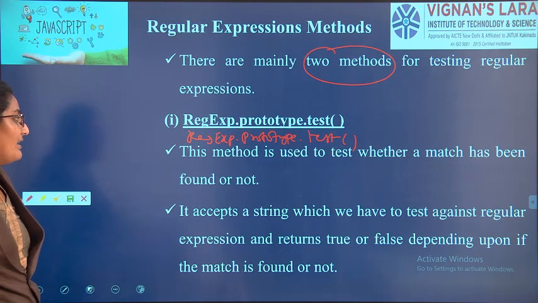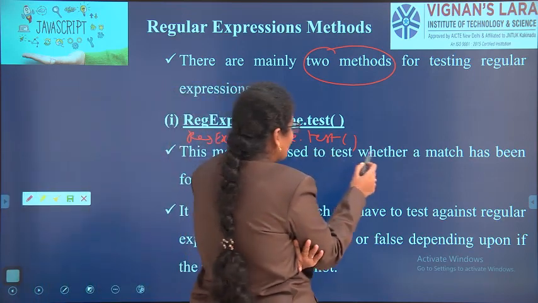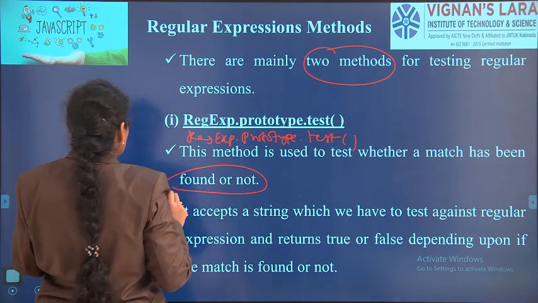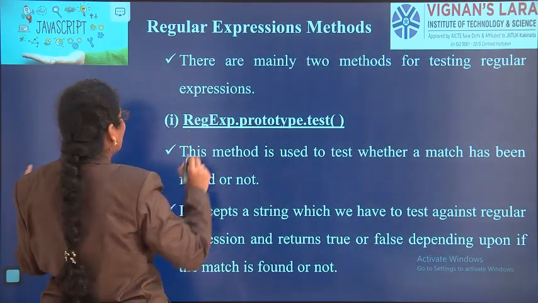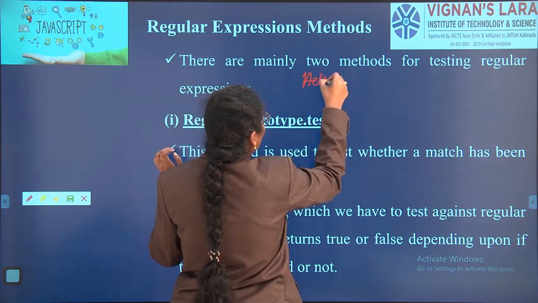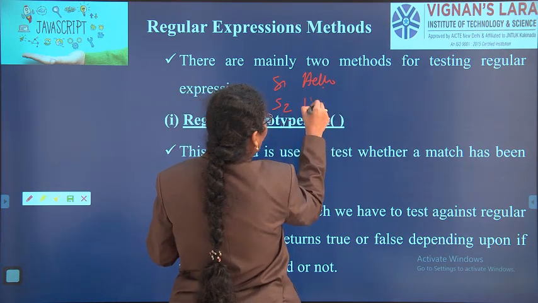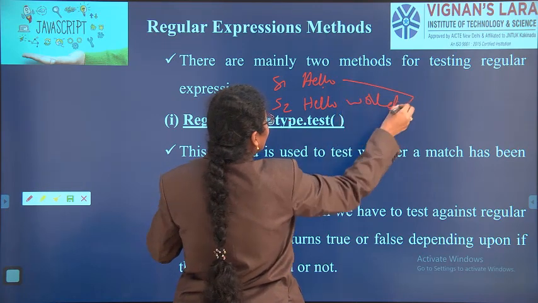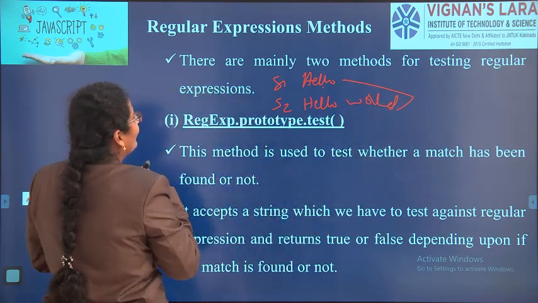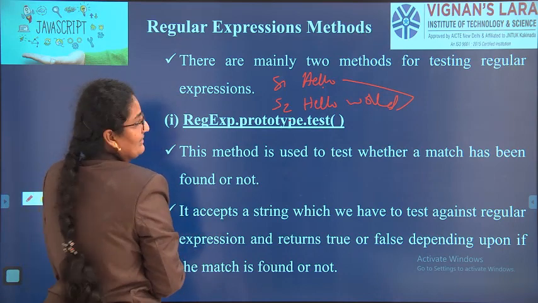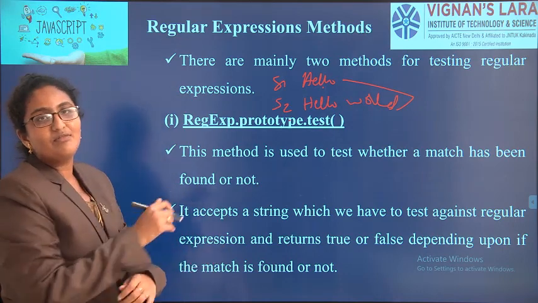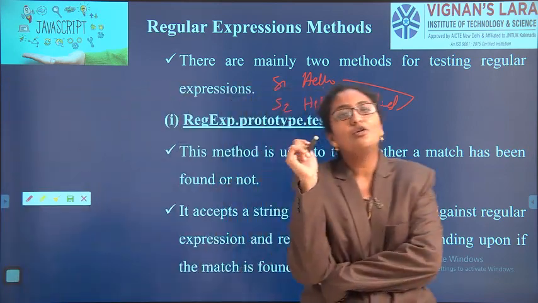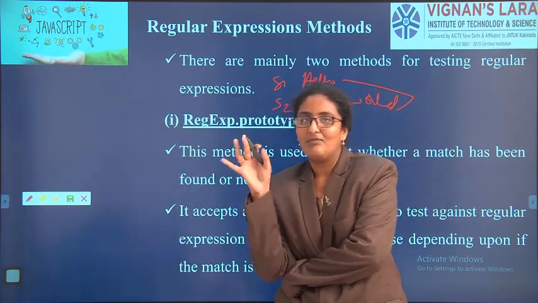So what will this method do? This method is used to test whether a match has been found or not. I have taken the string "hello" as string 1 and "hello world" as string 2, and I want to compare these two strings and find the matches. For that I am using regular expressions, with two ways of creating them: the constructor method and the forward slash method.